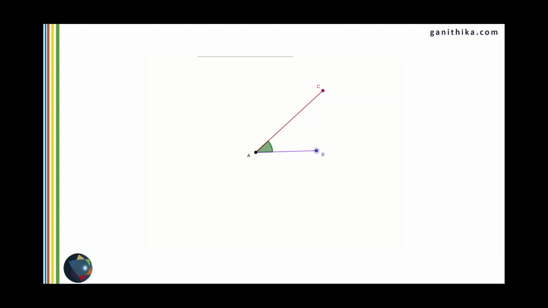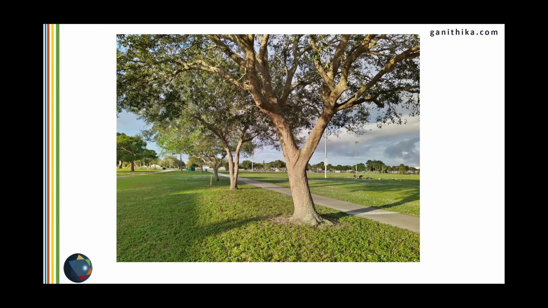Now let's see some angles around us. You can see a nice park here, and you can actually find a lot of angles in this place. Say, for example, if I consider the angle between these two branches, you can see that you have an acute angle between these two branches. Whereas if I take the angle between the trunk and this branch, you can see that there is an obtuse angle between them. And if I take the angle between these two branches, there is an acute angle formed between them.